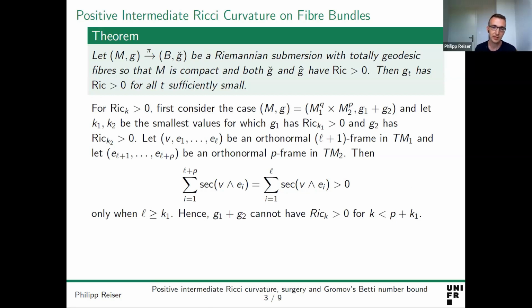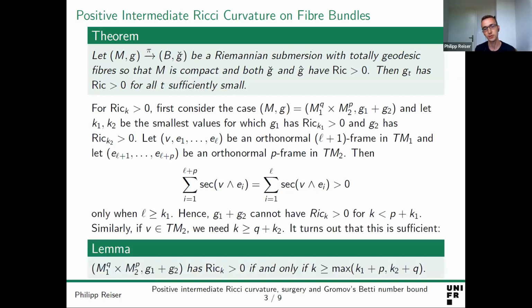And we can do exactly the same thing by reversing the roles of the two factors. And then we also see that we need that K is at least Q plus K2. So we have two conditions on K, and it turns out that this is also sufficient. So the product has positive Ricci K if and only if K is at least the maximum of K1 plus P and K2 plus Q. We'll see later a proof of this in a more general setting. Note this is always above the middle dimension, but we can get as close as we want if P and Q are close.